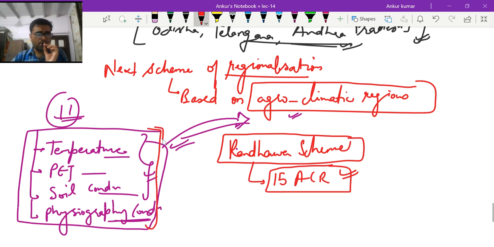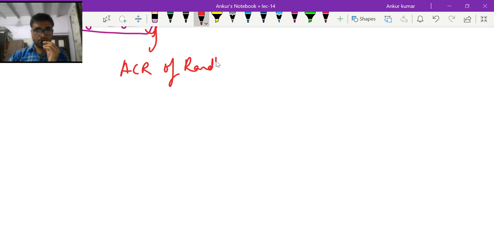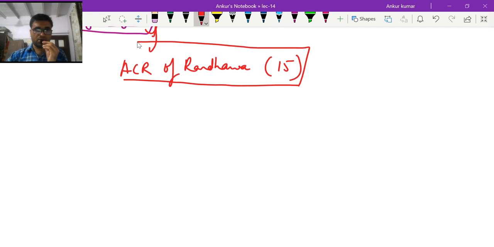On the basis of local area prospects: what is the temperature condition, what is the soil profile, what is the nutrient profile of the soil, what is the slope, what are the land conditions. On this basis, Randhawa divided India into 15 agroclimatic regions, and let us discuss these 15 agroclimatic regions of Randhawa here.